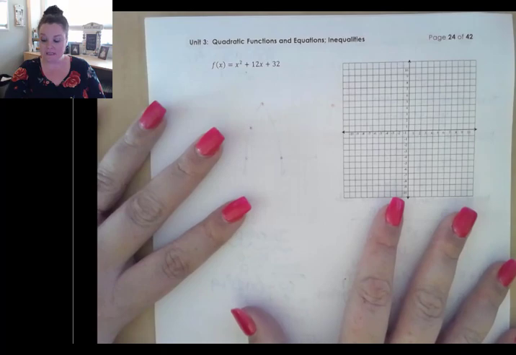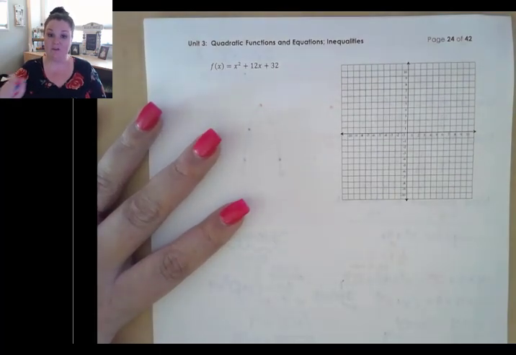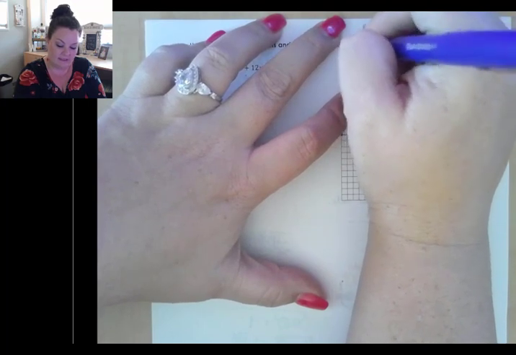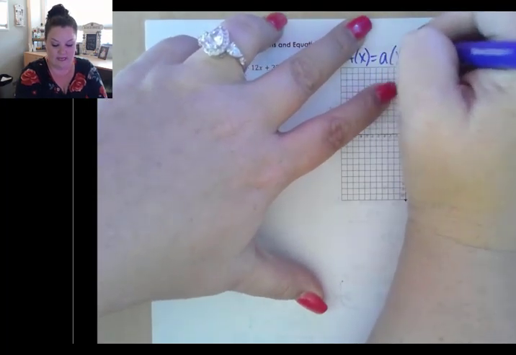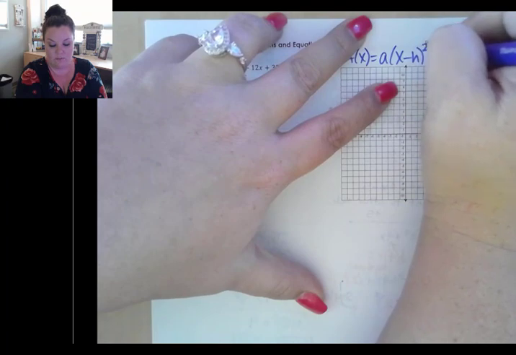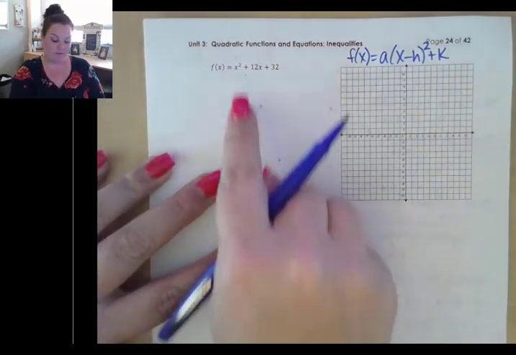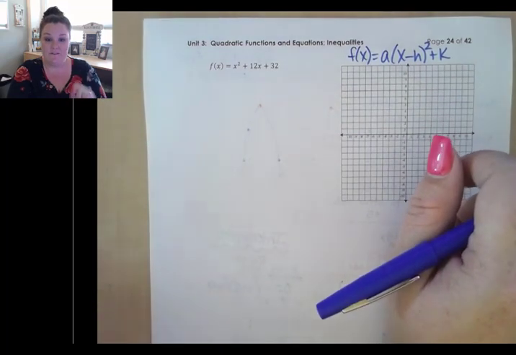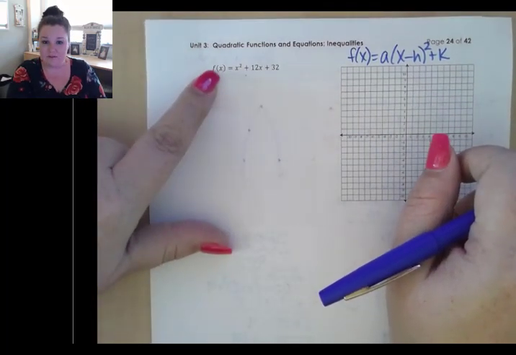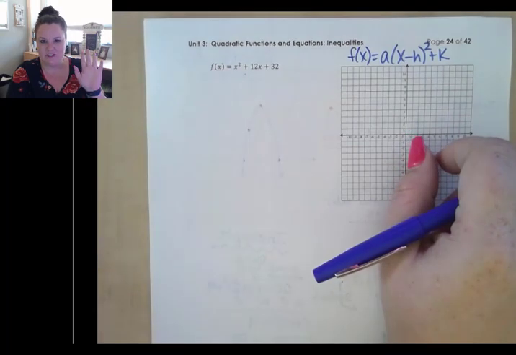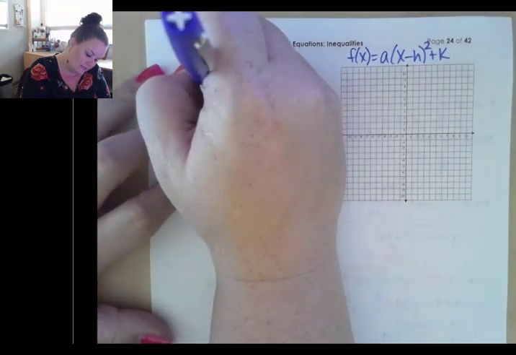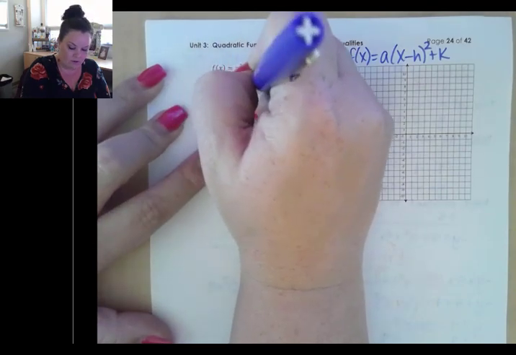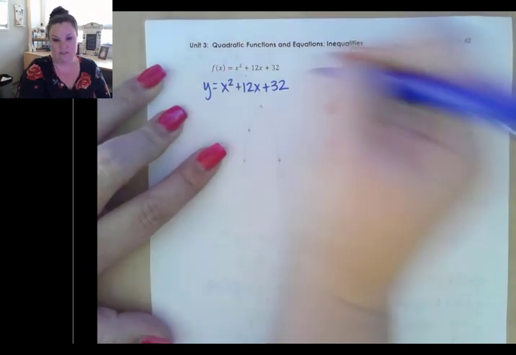So first thing we want to do is write it in vertex form. We want to be able to write this as f of x is equal to a times (x minus h) squared plus k. And the way that we go from standard form into vertex form is by completing the square. First thing I want to do is take it out of function notation. I don't want to write it with an f of x because that just gets confusing. So let's write this as y is equal to x squared plus 12x plus 32.